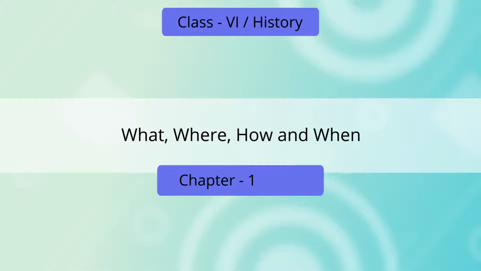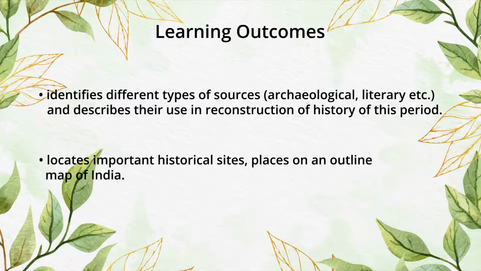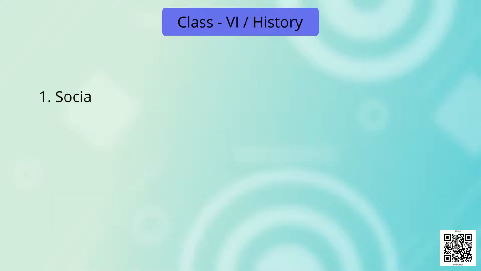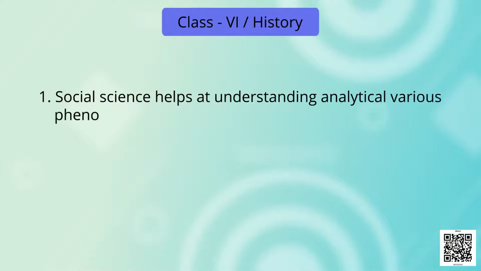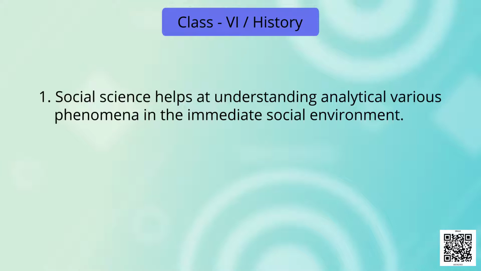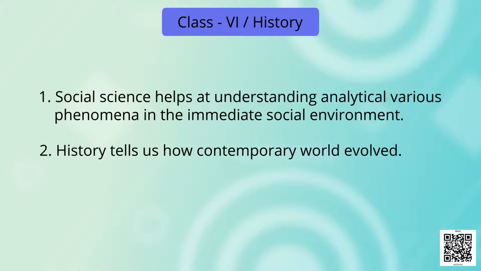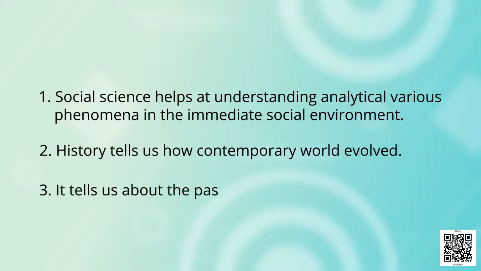History is an integral part of social science. Social science helps at understanding various phenomena in the immediate social environment. History tells us how the contemporary world evolved. It tells us about the past of our present.